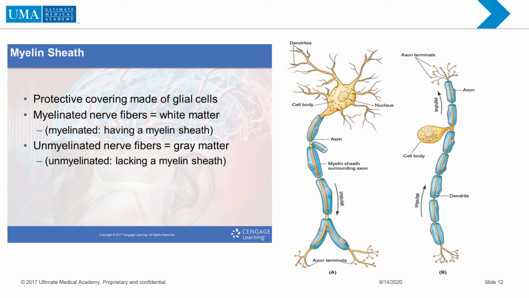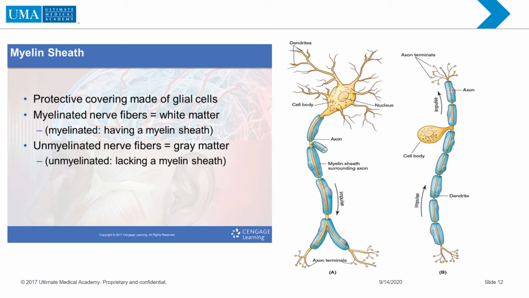Now, let's take a closer look at that myelin sheath, which is the covering of that neuron. Remember, a myelin sheath would be the protective covering that's made up of those glial cells. This white sheath forms the white matter of the brain and then covers some parts of the spinal cord and the axon of most of our peripheral nerves. Now, the portion of the nerve fibers that are actually myelinated are known as the white matter. The term myelinated means having a myelin sheath. That's pretty easy to remember.